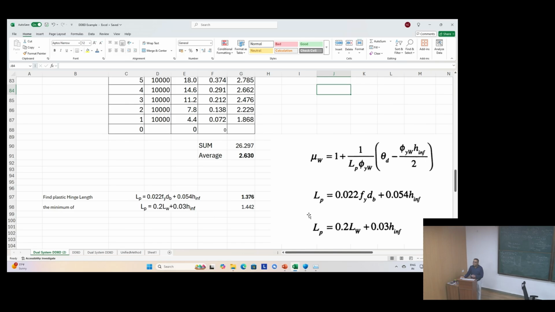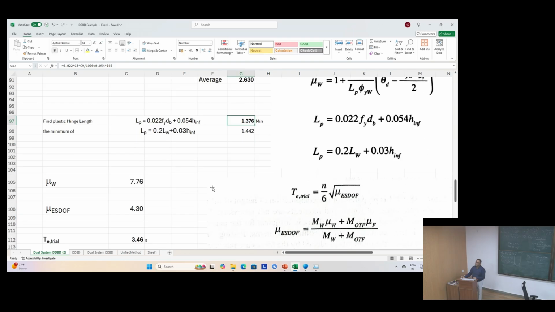What about the wall ductility? You have a different phi YW. LP will change. The top one doesn't change, the bottom one does. But you're taking the minimum of the two. So that's the minimum. So it doesn't change as such, but your mu W will change. So you have a new mu W of 7.76.